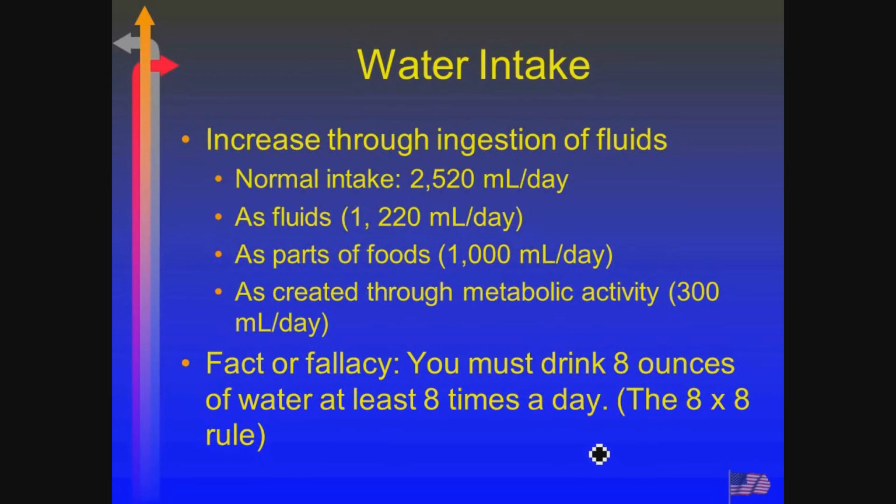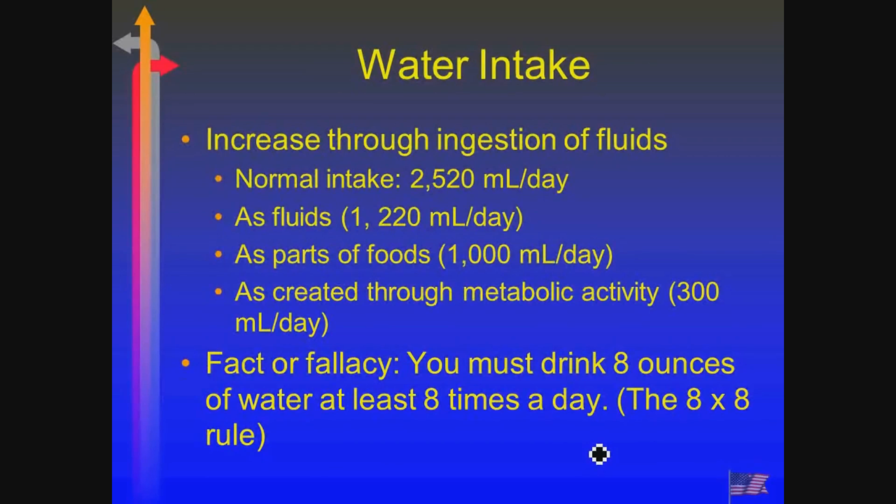Have you ever heard the saying, you should drink 8 ounces of water 8 times a day, and it can't be coffee or juice? Bull. Totally false fallacy. Your body will tell you when you're dehydrated or when to drink more water. It roughly is about 2,500. 8 ounces, 8 times a day, roughly is the right amount of water. But remember, we're getting a lot of water into our bodies as food, so you don't have to overdo it.